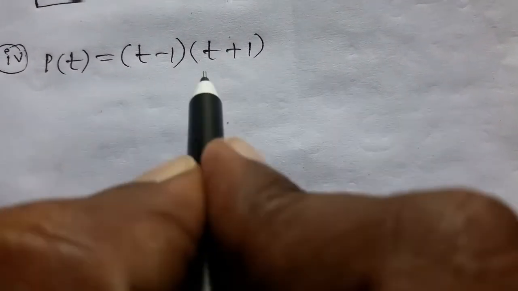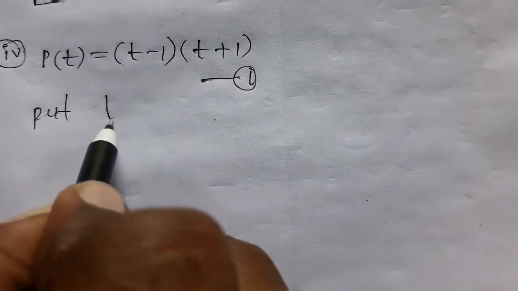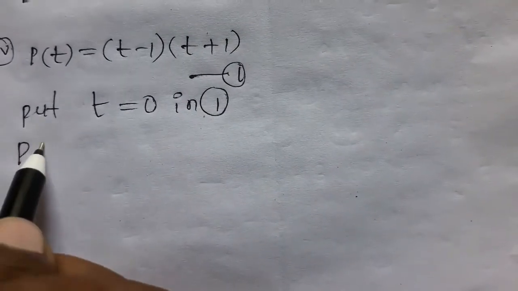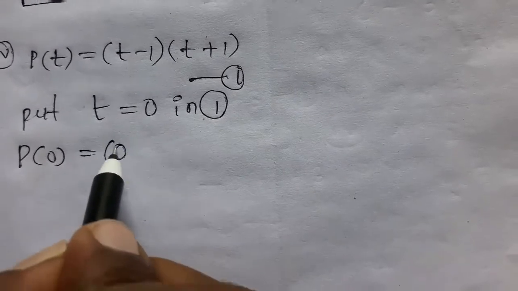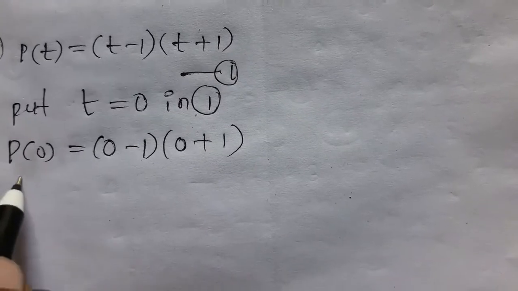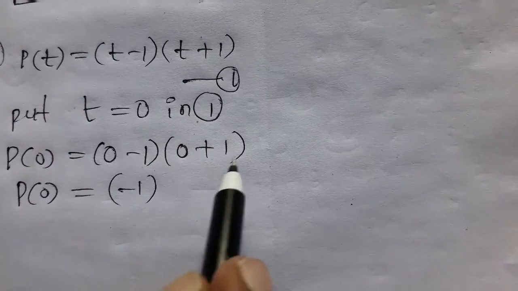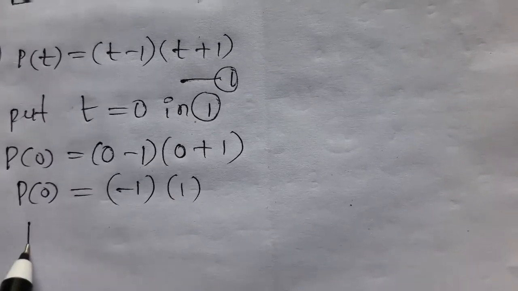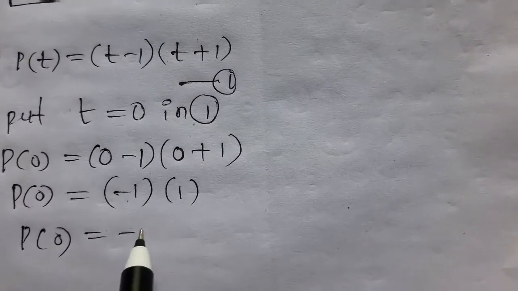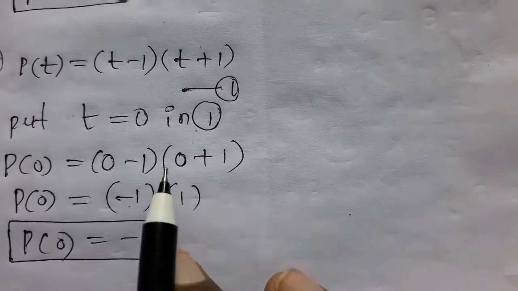See, take this equation 1. Put the variable t equals 0 in 1. That means P of 0 is equal to (0 minus 1)(0 plus 1). In the place of t we are putting 0. P of 0 is 0 minus 1, which means minus 1, and here is plus 1. That means P of 0, minus into plus is minus, so 1 into 1 is 1, minus 1. So P of 0 value is minus 1 in this case.